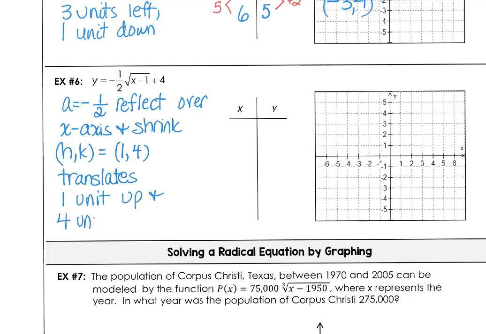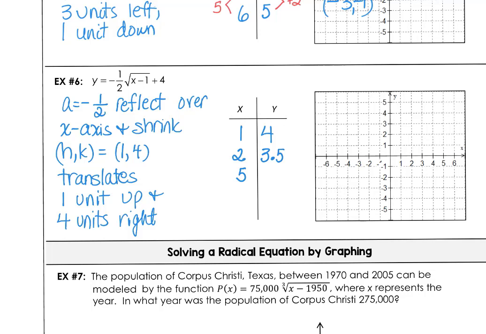And 4 units to the right. So that's our starting point at 1 and 4. We can think of that as our starting point. So if we put a 2 into our equation and multiplied by -1/2 after we took the square root and then added 4, we're going to end up with 3.5.